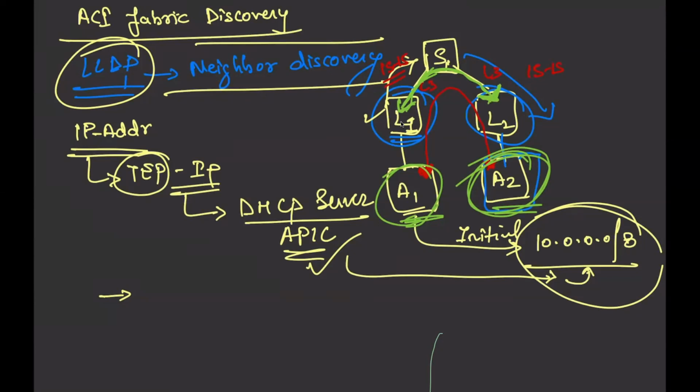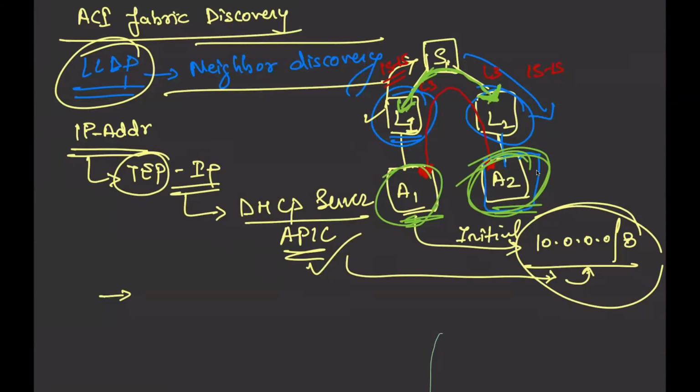Between a spine and a leaf, for example between one single spine and a single leaf, how many IP addresses will there be? Your main IP, which is configured from this pool, is assigned to that particular device only. After that, the interfaces borrow that IP using unnumbered. So no matter how many interfaces there are, they can use the same IP. That is the concept of IP unnumbered.